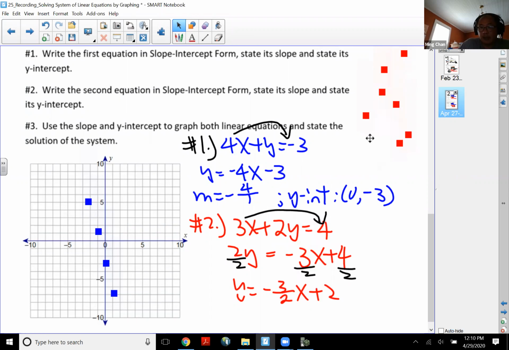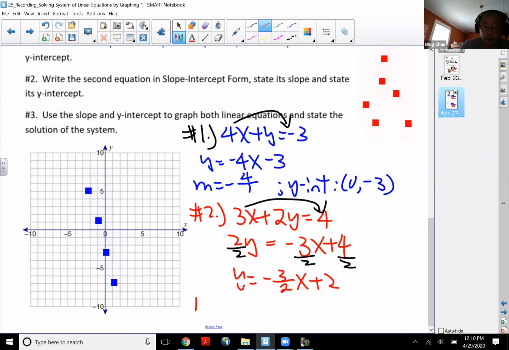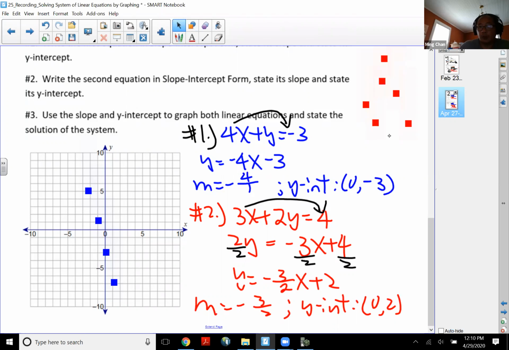The second equation, the slope is negative 3 over 2. The y-intercept is (0, 2), right? So if I go to (0, 2), that would be right here. If I follow my slope, down 3, 1, 2, 3 to the right 2. That will be right here.